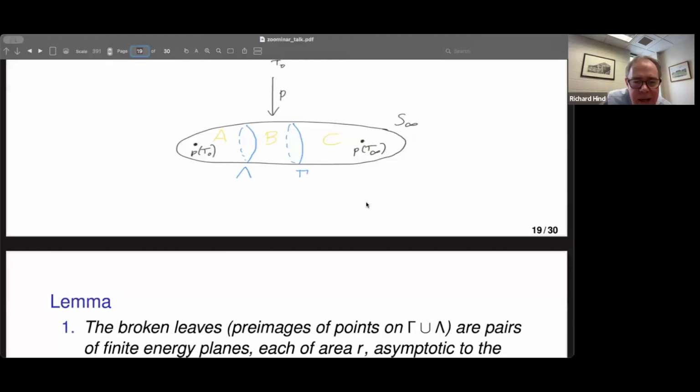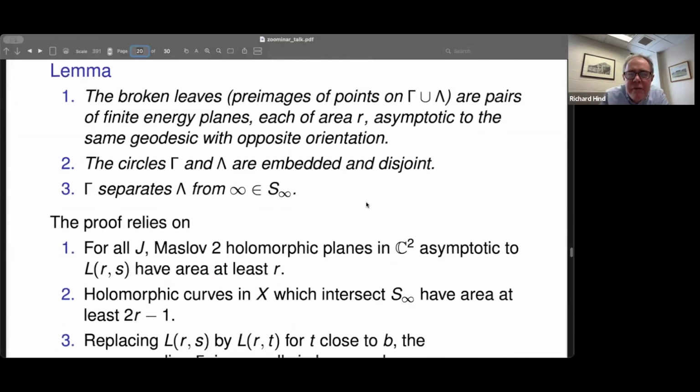Right, so I don't know how much to get into this, but part 1 is based on area estimates. We can control the possible degenerations because we're stretching holomorphic curves of area 2R. So there's not too much energy to play with.